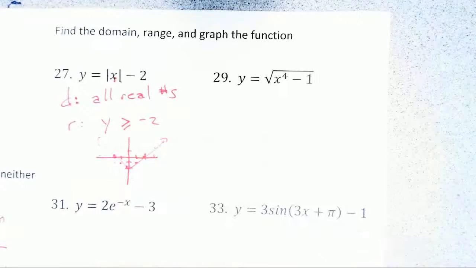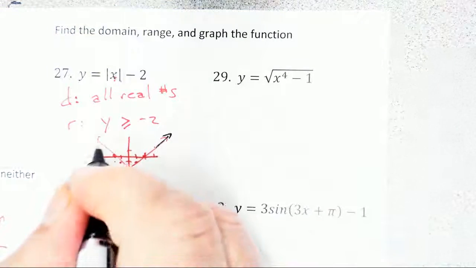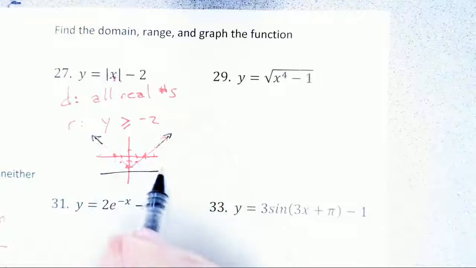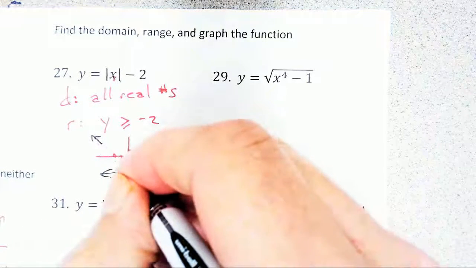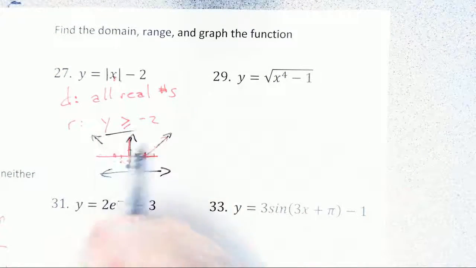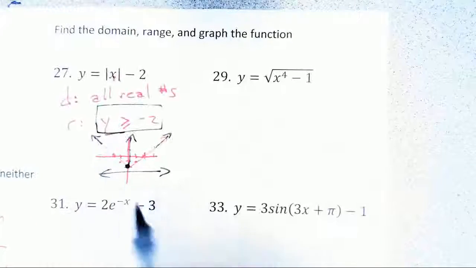From a graphing perspective, domain and range are a breeze. Look, this graph's going to go on forever. It never stops. It never jumps. It's right and left forever. But the y values are always at least negative 2.